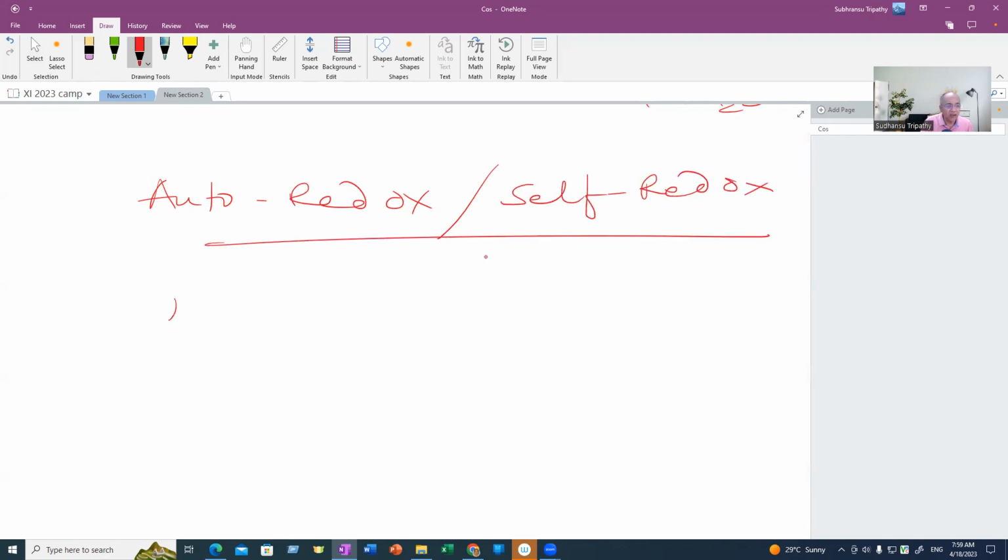Take KClO3 as a good example: potassium chlorate when heated will give potassium chloride and oxygen. Of course, there will be use of a catalyst, manganese dioxide. Let me not write this to avoid confusion. So manganese dioxide has no role as such. It is just a catalyst to hasten up, to speed up the reaction. Also, this is the reactant, this is the product.